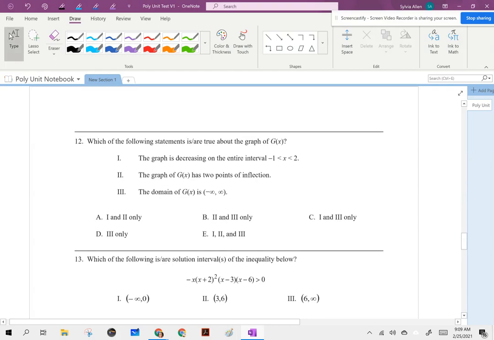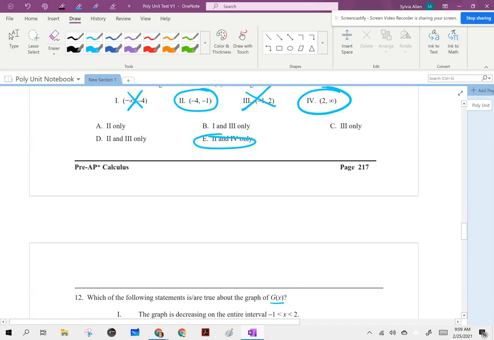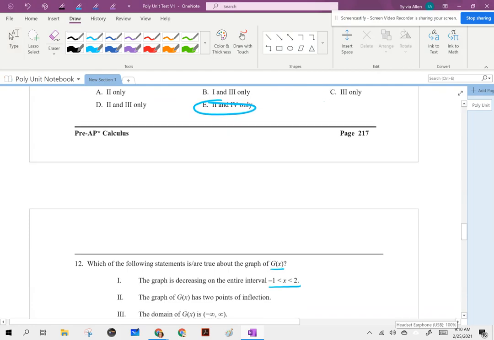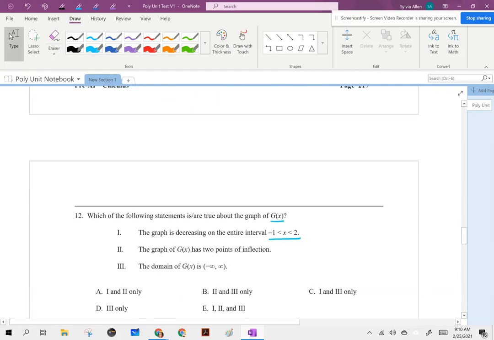12, which of the following statements are true about the graph of g of x? So the graph is decreasing on the entire interval from -1 to 2. So let's take a look. Where is it decreasing? From -1 to 2. That's not the only place, but it is going to be decreasing on this entire interval. It doesn't say that's the only place. It just says the graph is decreasing on this entire interval. That's true.